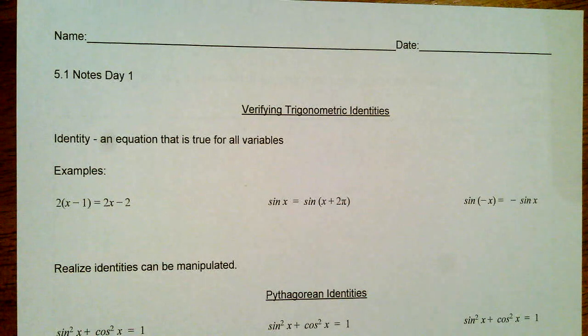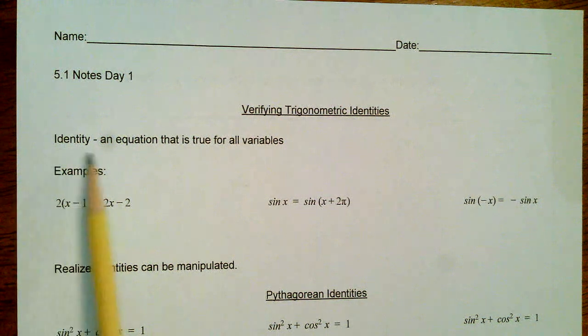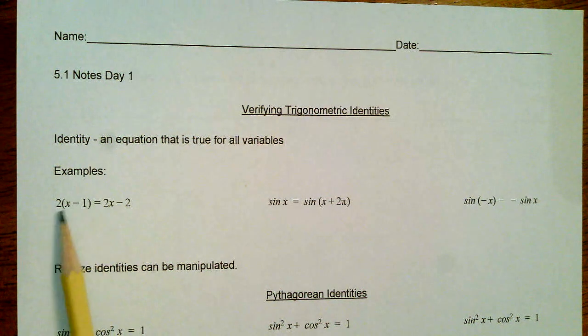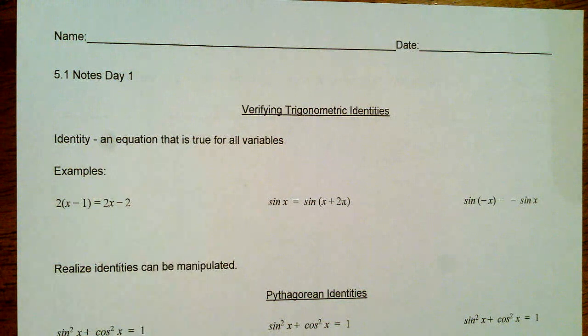Today we're going to move on to section 5.1, verifying trigonometric identities. So first we want to just review what an identity is. An identity is an equation, so that means it has an equal bar, okay? That is true for all variables.